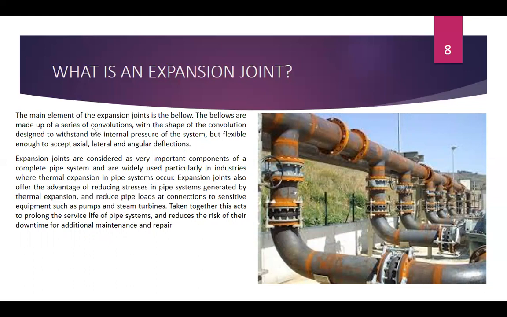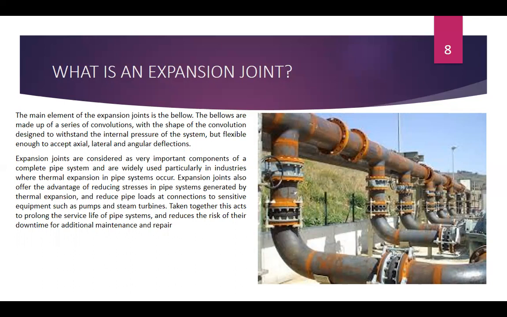So the main element of expansion joint is the bellows. Yan. The bellows are made up of a series of convolution, yung mga korba-korba, with the shape of the convolution designed to withstand the internal pressure of the system, but flexible enough to accept axial, lateral, and angular deflection. Yan, klase niya. Expansion joints are considered as a very important component of a complete pipe system and are widely used particularly in industries where thermal expansion in pipe system occurs.